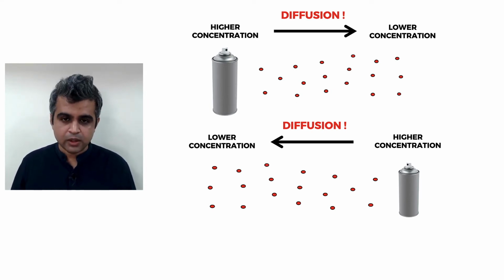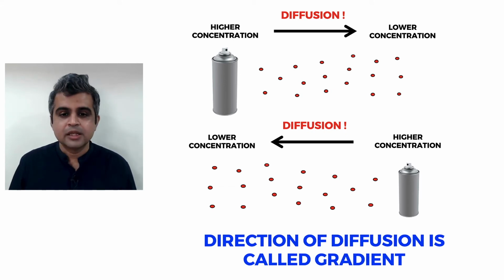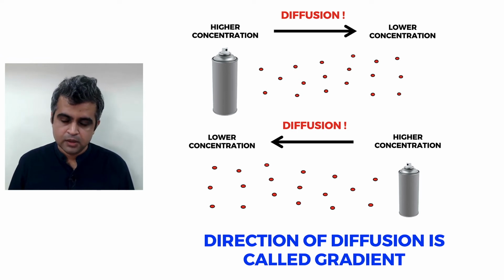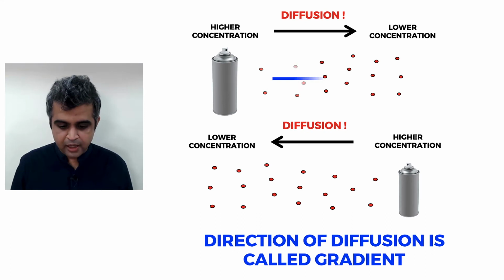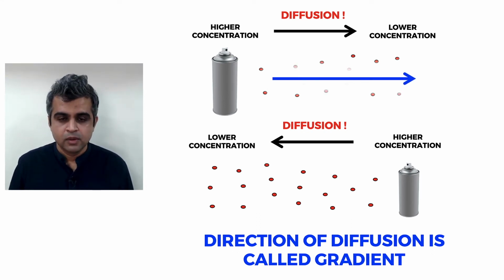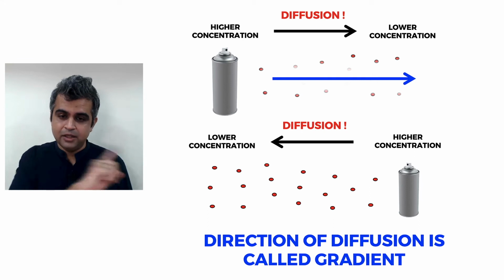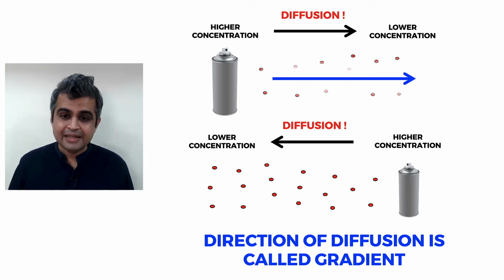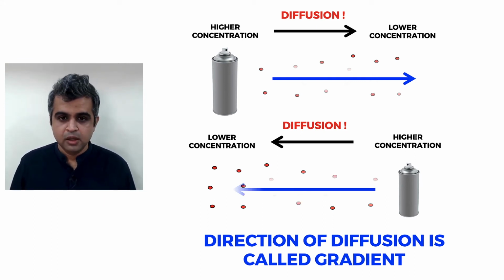With that in mind, we can come to the next point, which is the direction of diffusion is called gradient. The direction of diffusion is called gradient. So what is the difference, dear students, between diffusion and gradient? In both diagrams you see here, diffusion has happened, but in the upper example, the gradient is going from this side to this side, and the lower one is also diffusion, but its gradient is from that side to this side.